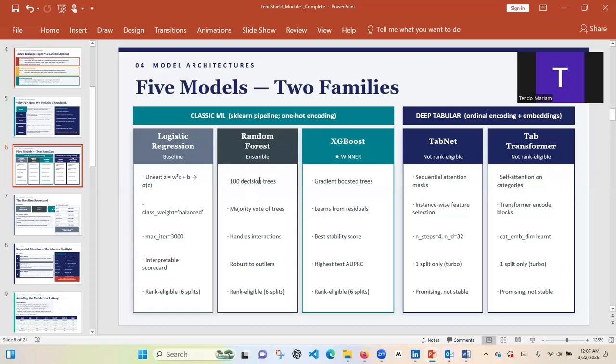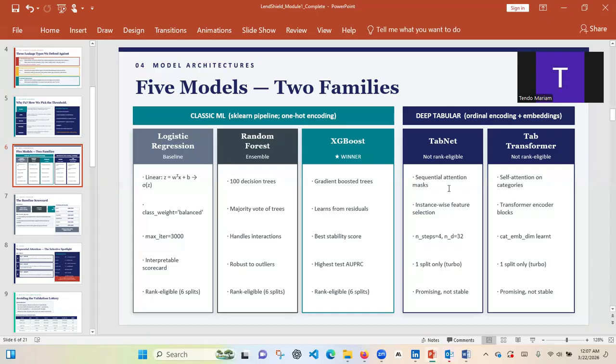And then when I continued to the random forest ensemble, this one used 100 decision trees, and it gave me a rank eligible to 6 splits. And then I went to the XGBoost, and this was the winner. When I evaluated, it showed me that the rank eligible was also in 6 splits, and it had the highest test score.